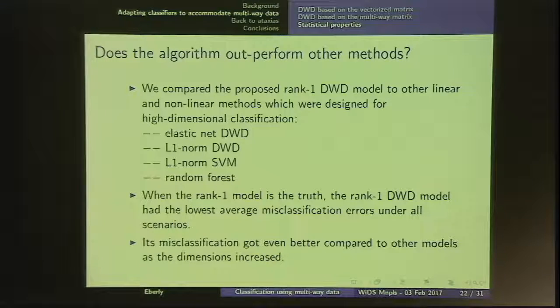And consistently, when the rank 1 model is the truth, the rank 1 DWD model has the lowest average misclassification errors under all of those sample size and dimension scenarios. And again, the misclassification gets even better as the dimensions increase. So as our rank 1 model, in some sense, becomes more strongly true, the rank 1 fitting does better and better.